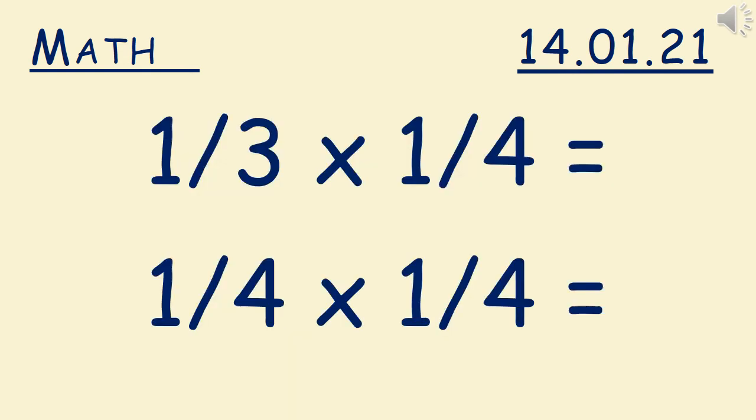So if you're still unsure, here's a little bit of extra help. The calculations you should have written down are 1/3 times 1/4 and 1/4 times 1/4. Remember, when we're reading this out, it's helpful to replace the times symbol with the word of, but only when we're reading it out. So that would be 1/3 of 1/4 and 1/4 of 1/4. Now you've got this extra bit of help, pause the video and give it a go.